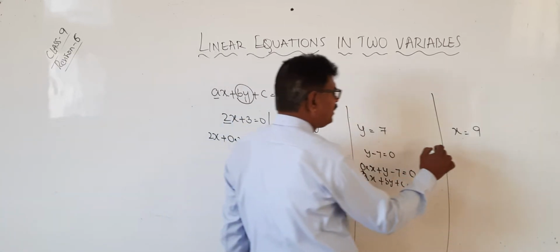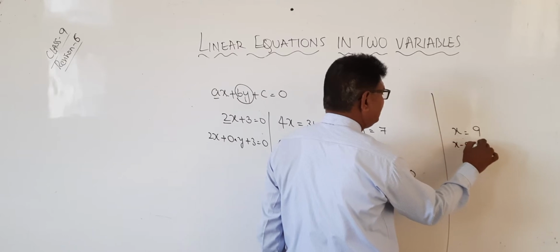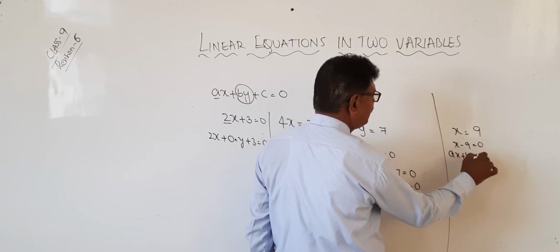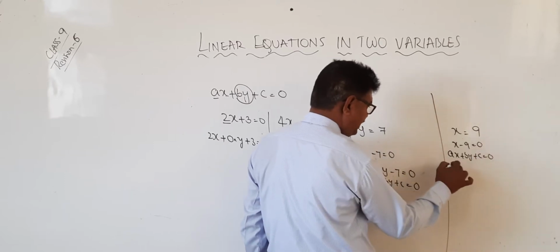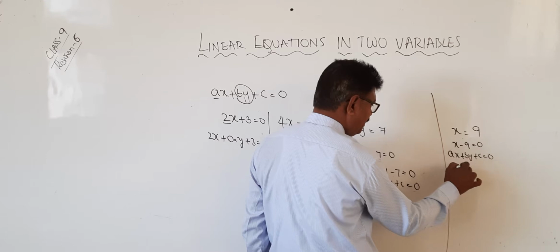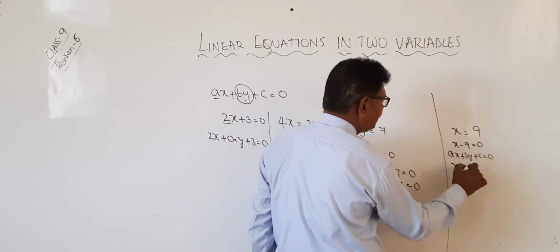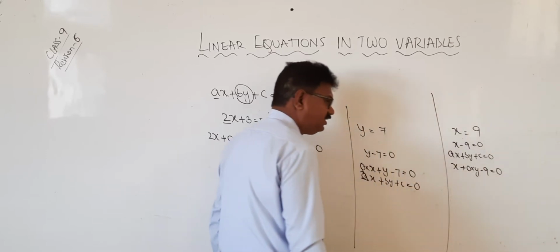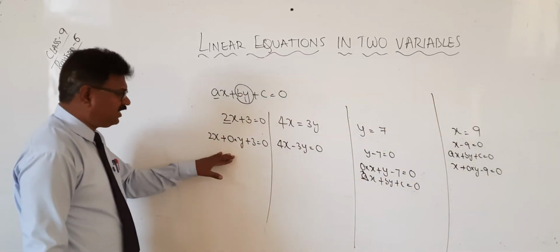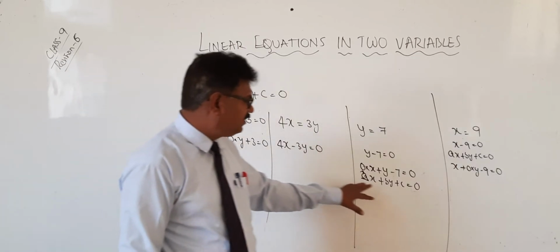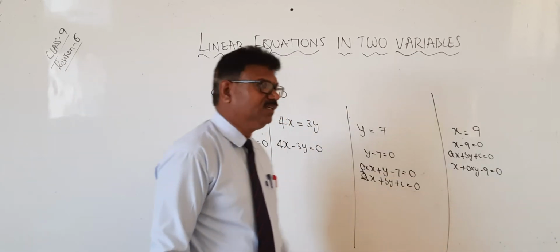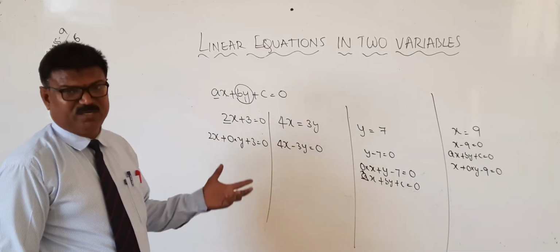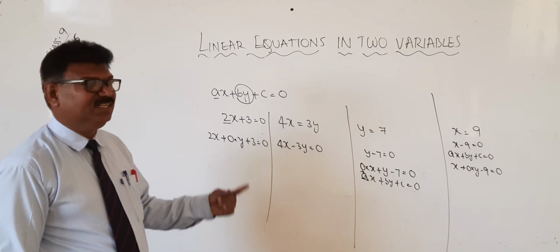Next, x minus 9 equal to 0. You compare now. ax plus by plus c equal to 0. ax, there is no problem, plus by. b is nothing but 0, so 0 into y minus 9 equal to 0. Therefore, you see, this is also standard, this is also standard. But we are writing it using two variables instead of one variable.